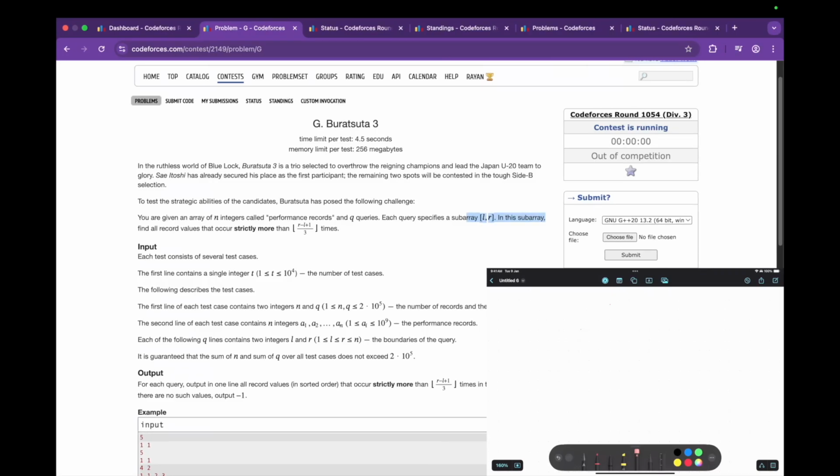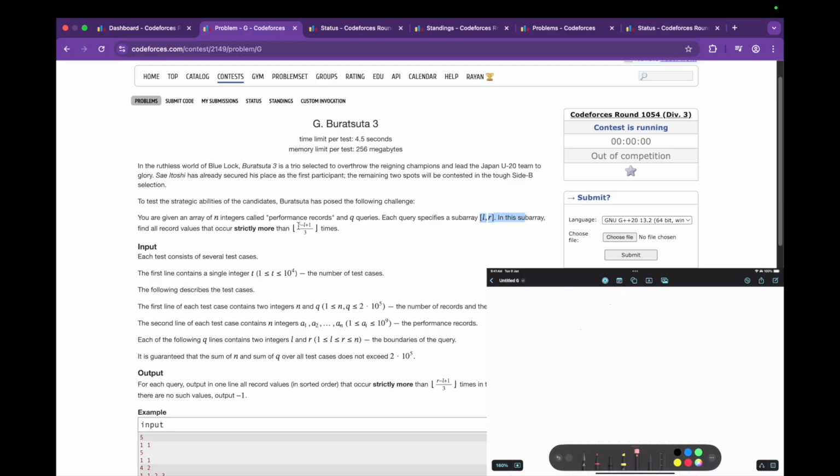In today's video, we're going to be talking about problem G of Codeforces round 1054, division 3. In this problem, you're given an array of n integers called performance records and Q queries. Each query specifies a subarray, L to R, and we need to find all the record values that occur strictly more than length over 3 times, where length is R minus L plus 1, obviously.